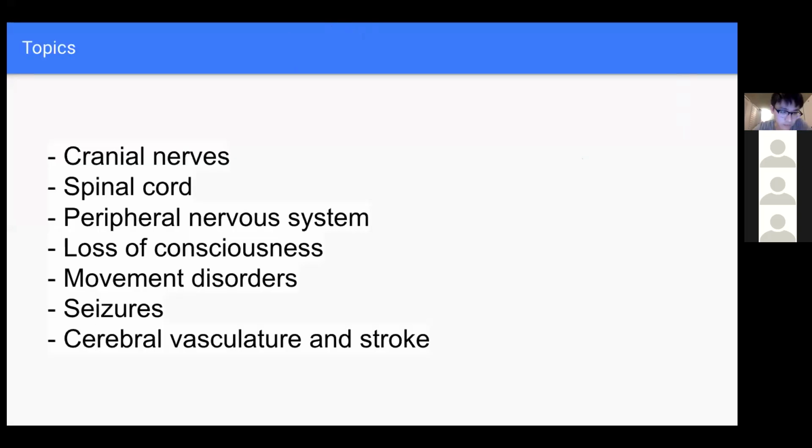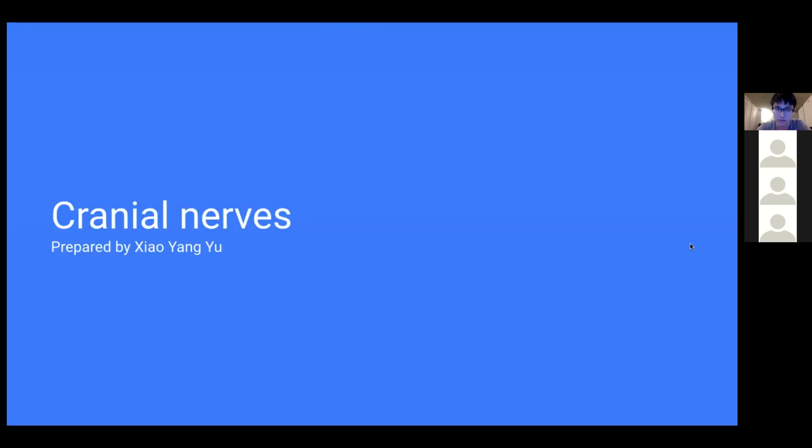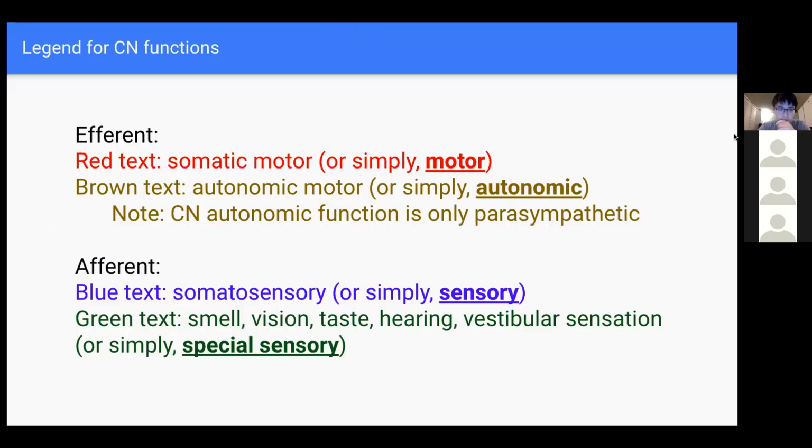All right, so let's get started. We're going to cover a couple of topics. We're going to do cranial nerves, spinal cord, PNS, and then we're going to dive into some of the pathology, so loss of consciousness, seizures, movement disorders, strokes. I'm going to start off with the cranial nerves. This is going to be pretty quick.